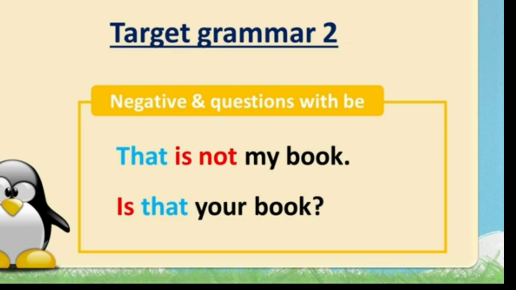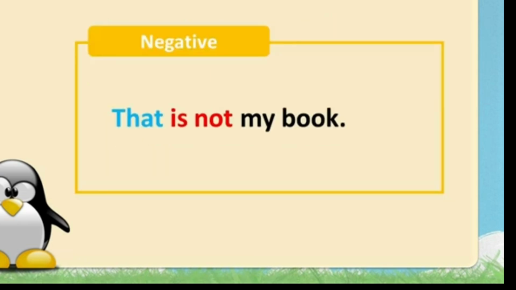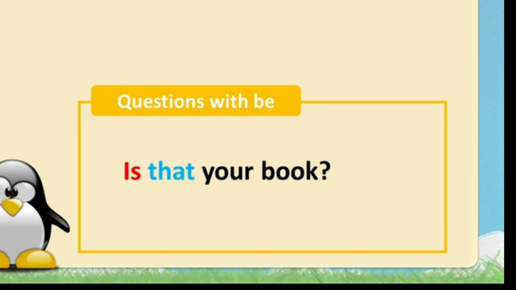Really easy, right? So, since it's so easy, we have a second thing to cover today. That's going to be target grammar number 2. This is negative sentences and questions. A negative sentence is a no sentence. It says this is not true. A question is asking for information or confirmation, yes or no.